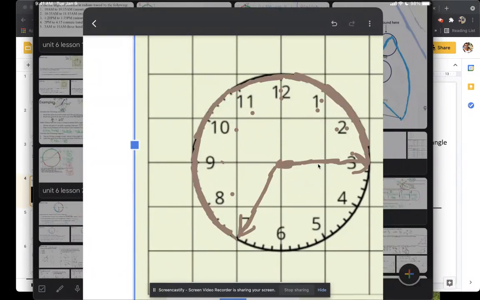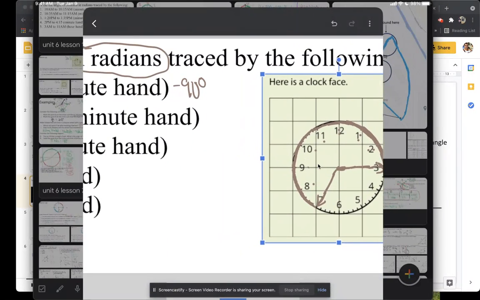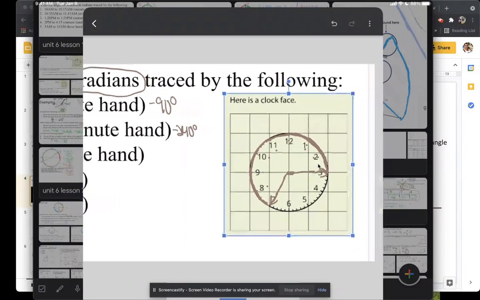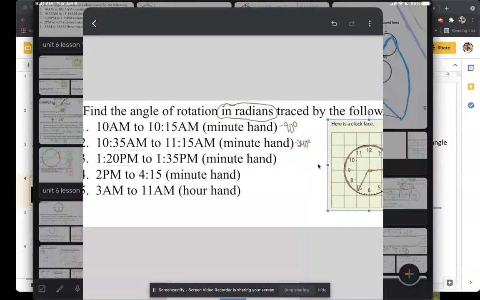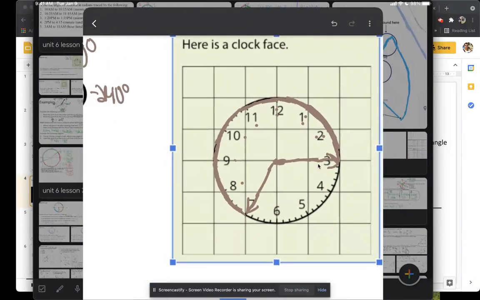Now we figured out the other day that each spot on the clock is worth 30 degrees. So 8 spots times 30 degrees, that's going to be 240 degrees, but it's going to be a negative 240 degrees because of the clockwise rotation. So again, number 2 in degrees is going to be negative 240.